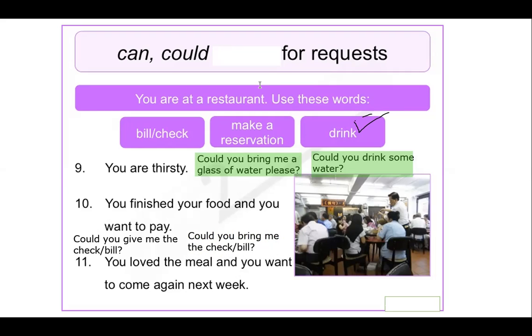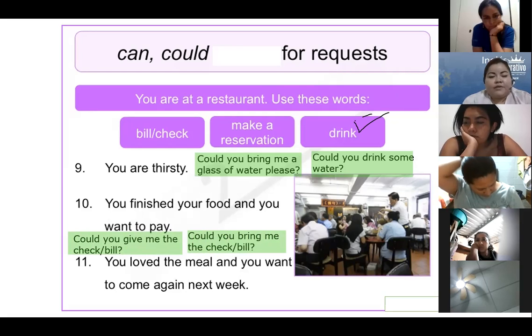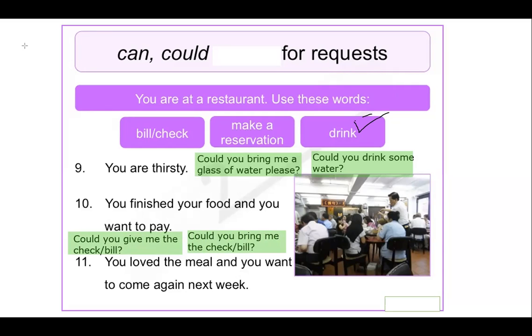So we have these other two examples, right? That we could use. Could you give me the check? Could you bring me the check or bill? Right, the check or the bill. Very good. And number 11, you love the meal. You're like, wow, this is delicious. And you want to come again next week, right?